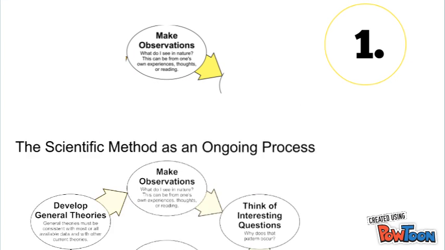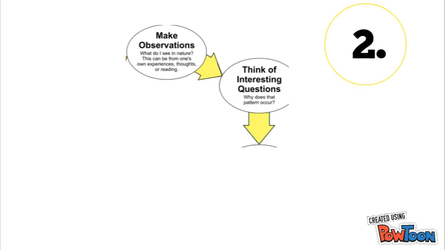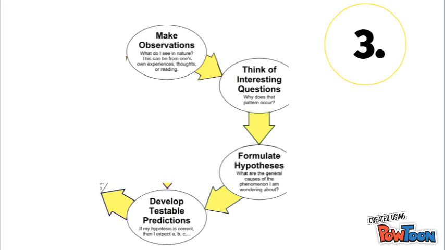So the first step would be to make an observation. So this can be done through your experiences or thoughts or something that you read. It doesn't matter where you come up with your thoughts to make the observation. Your observation just has to be something that can be observed or seen naturally. So the second step in the scientific method would be to come up with a question based on your observation. So as you're making your observation or thinking of what you want to research, what is the big question that you want answered? So the next step would be to formulate or make your hypothesis.